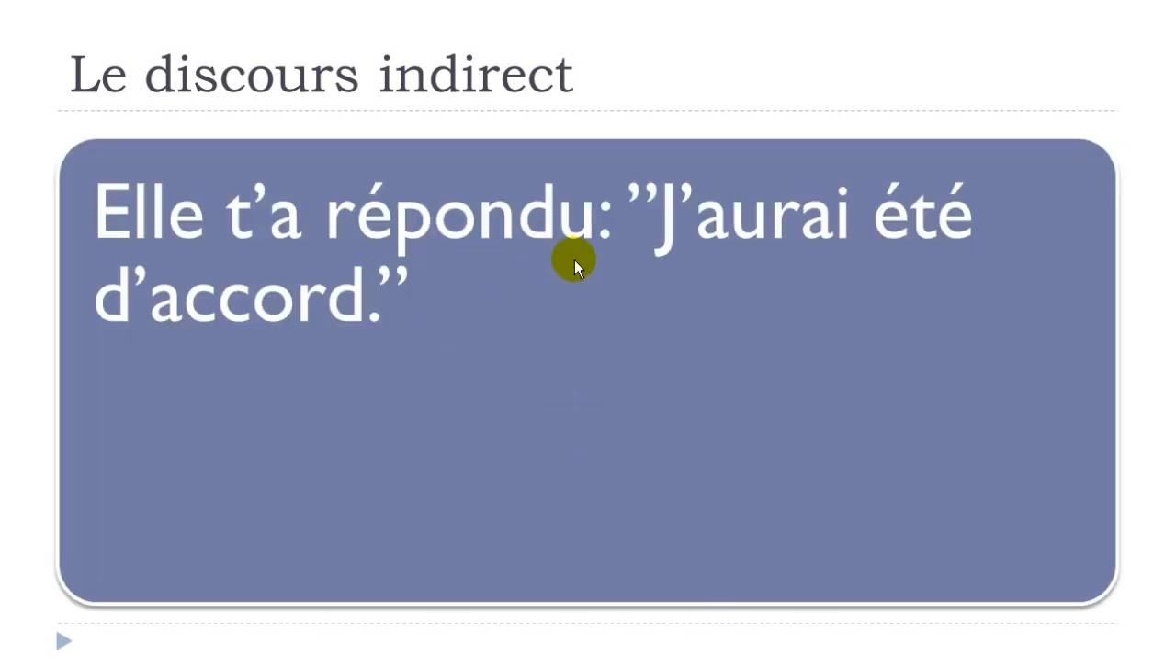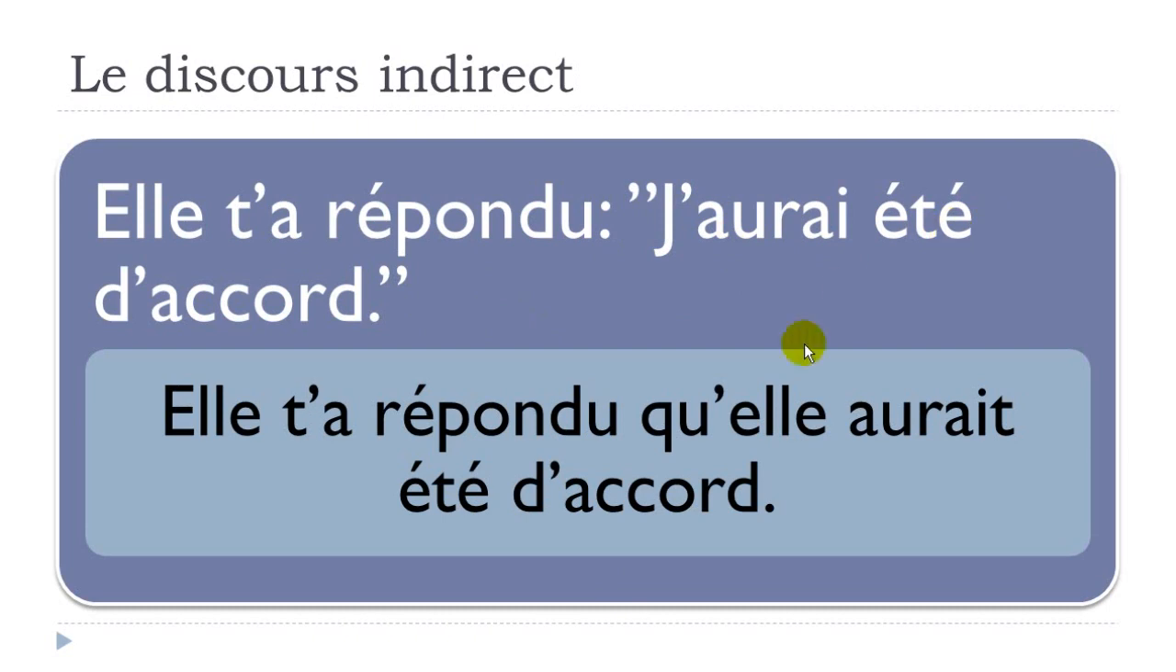Elle t'a répondu, j'aurai été d'accord. Okay, so here, what do we have? First, as usual, we've got this passé composé. J'aurai été d'accord. Here we've got this futur antérieur form. And it will become, elle t'a répondu qu'elle aurait été d'accord. So still the same thing, keep in mind that it looks a little bit like this form, but it is quite different because it's what we call conditionnel passé. Okay?